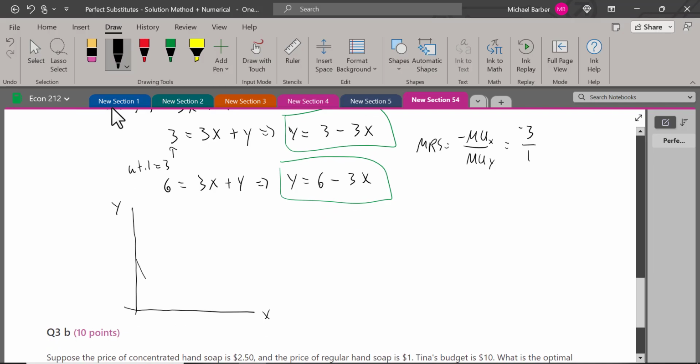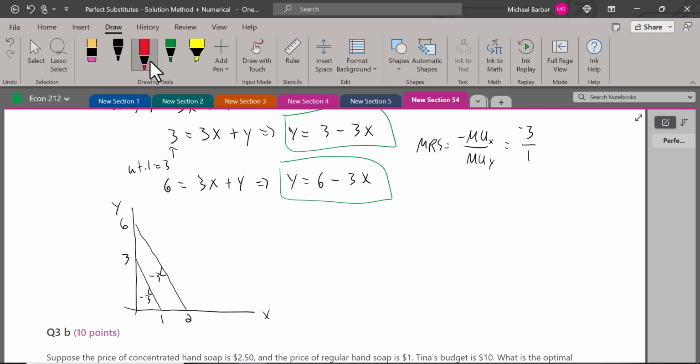So we have 2 lines here. Here are 2 indifference curves. Let's pretend they both have the same slope, -3. This is going to be 3 and 1, and 6 and 2. And here are two indifference curves representing total utility of 6 and total utility of 3.